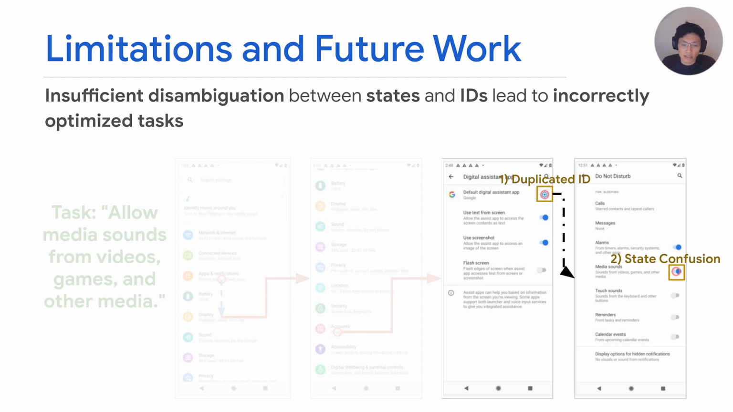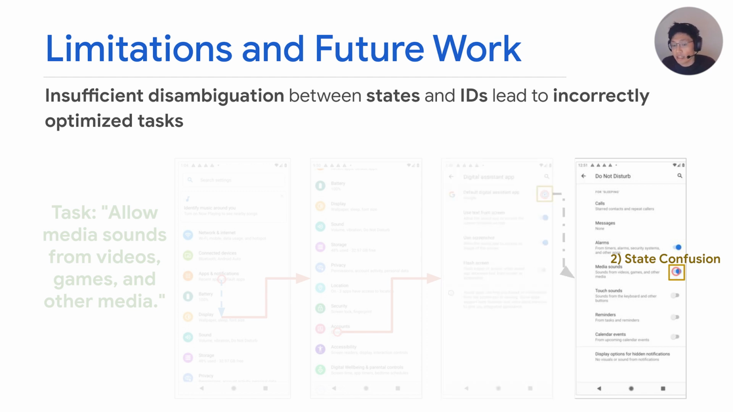The second limitation is that we make the assumption that all of the elements are stateless and will lead to the same UI whenever an action is performed on it. This is, however, not true in some cases, such as the switch here that switches off media sounds while the task is to allow media sounds. Keeping track and handling such state information is another important area of future work.